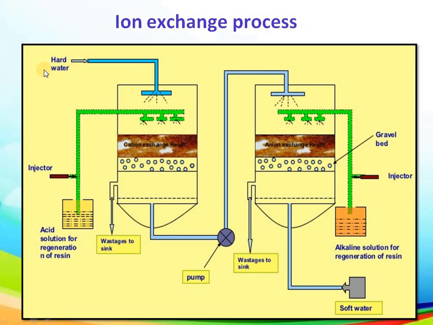First of all, we have to inlet the hard water from this pipe. Then that hard water enters through this pipe and passes through the cation exchanger bed in sprinkle form, in spray form.